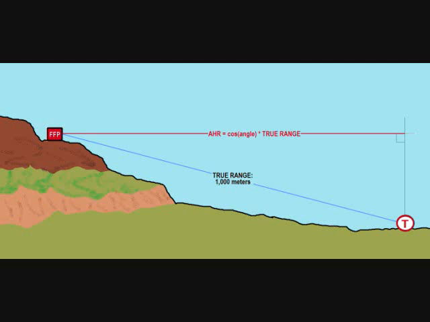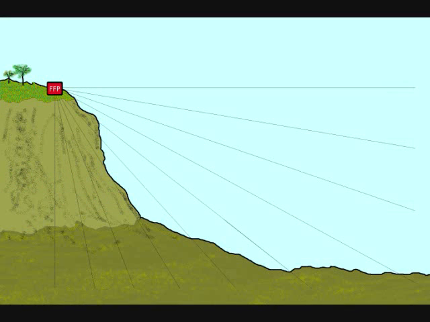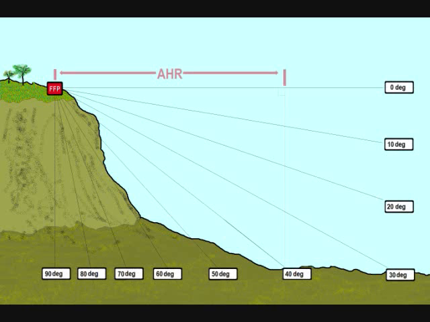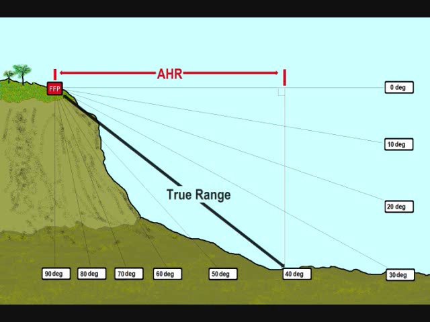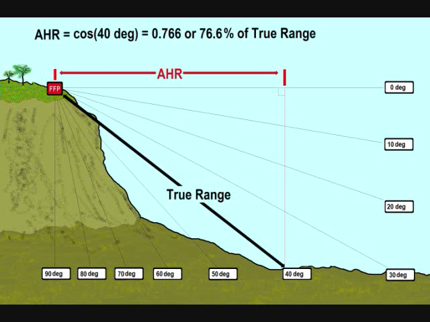So that's the first thing to consider. And the steeper the shot is going to be, the shorter your actual horizontal range is going to be compared to your true range. So that ratio is going to change depending on your angle of fire.